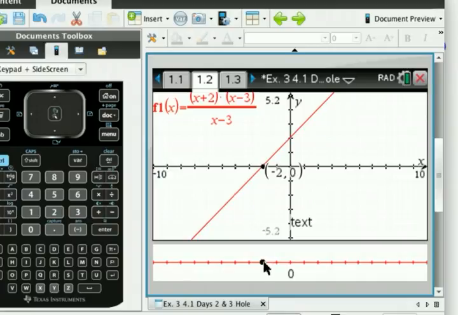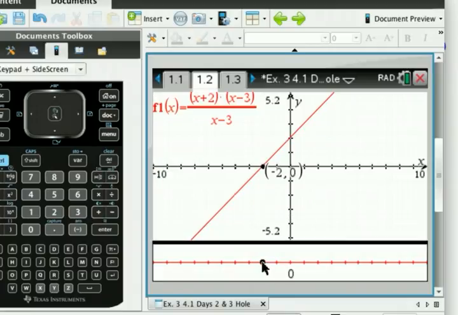So down here, I can actually grab this point, and I can move it around. As I move it around, it shows me the ordered pairs on the graph. So what's going to happen, though, when I get to x is 3? I should have a hole, which, boom, there it is. I have a hole at this ordered pair, right?